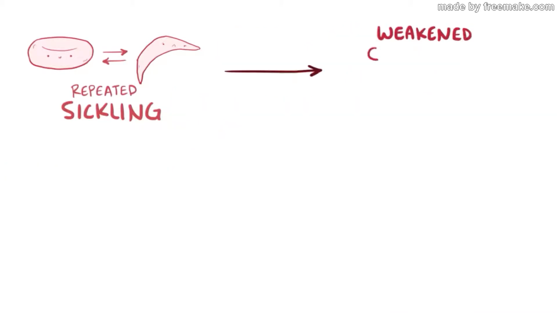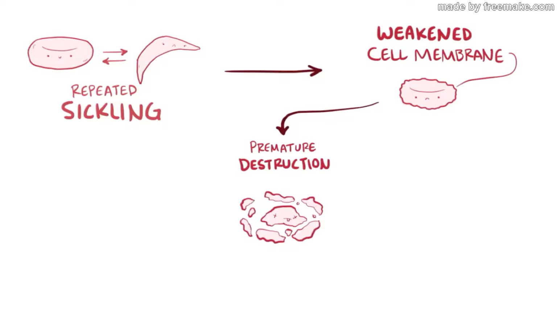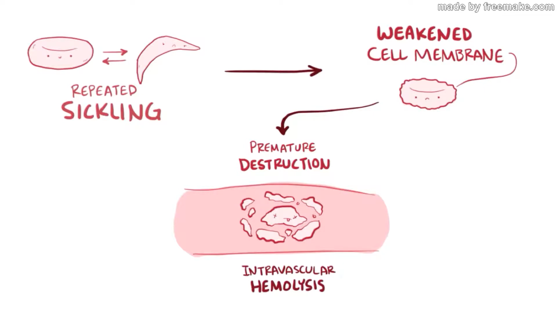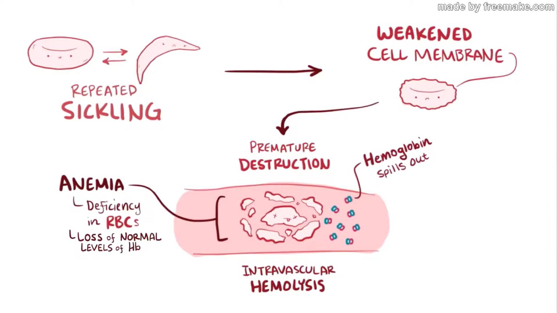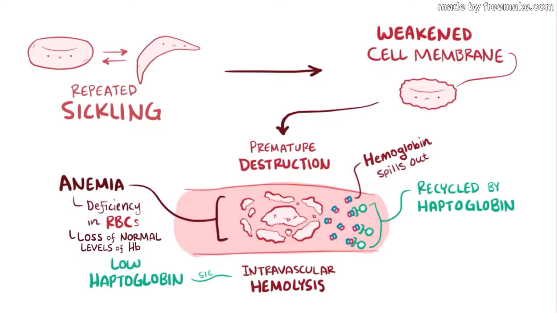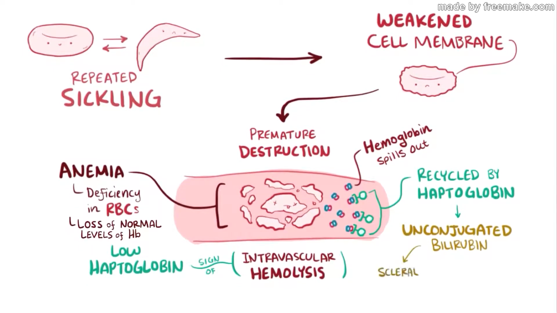Repeated sickling of red blood cells damages their cell membranes and promotes premature destruction. Since this happens within the vasculature, it's called intravascular hemolysis. This destruction of red blood cells not only leads to anemia, which is a deficiency in red blood cells or a loss of the normal levels of hemoglobin, but also means a lot of hemoglobin spilling out. Free hemoglobin in the plasma is bound by a molecule called haptoglobin and gets recycled, which is why a low haptoglobin level is a sign of intravascular hemolysis. Recycling of that heme group yields unconjugated bilirubin, which at high concentration can cause scleral icterus, jaundice, and bilirubin gallstones.